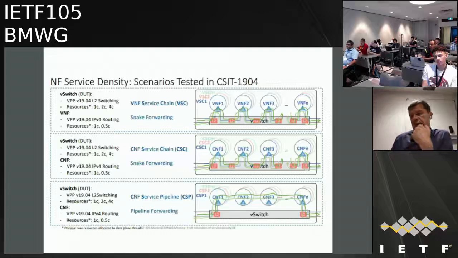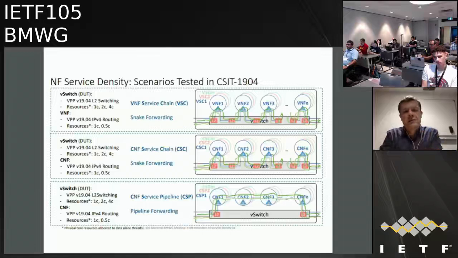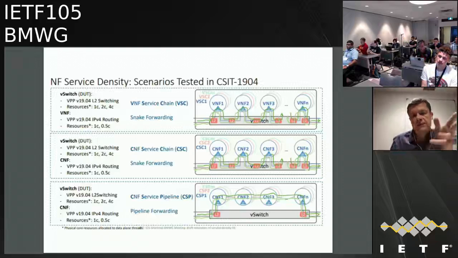So these are the tests that we run in FDIO CSIT, and also there is a CNF testbed project within the CNCF where they run a similar test, and there is a reference later on to that project. So this is basically running multiple of either VNF service chains, CNF service chains, or CNF service pipelines. And you've got the versions of software used here. In this case, it's VPP 19.04, which is what we run in FDIO system. Next slide.